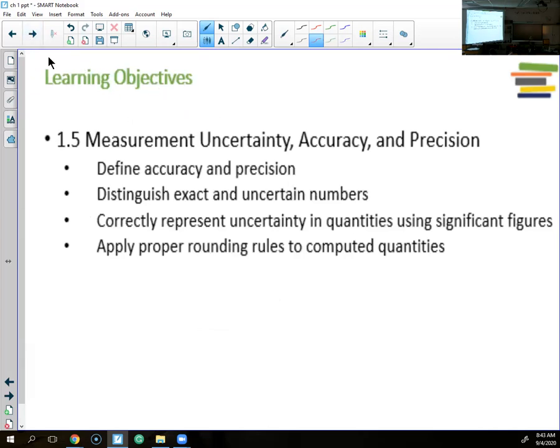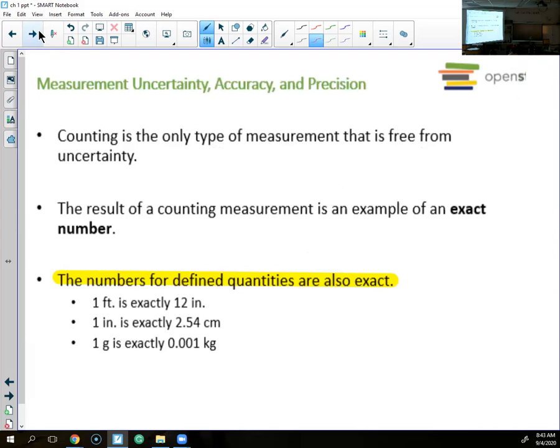Uncertainty, accuracy, and precision. So counting is the only type of measurement that is free from uncertainty. Like if I count how many of you are in this room, I'm pretty certain that my number's right. There's not like a half or a third or a tenth of one of you floating around somewhere. You're all right here. The number of desks, that's an absolute number. But if I tried to measure the amount of molecules of air in this room, I would have to estimate because it can't be exact, because I'd have to do science in order to do that.